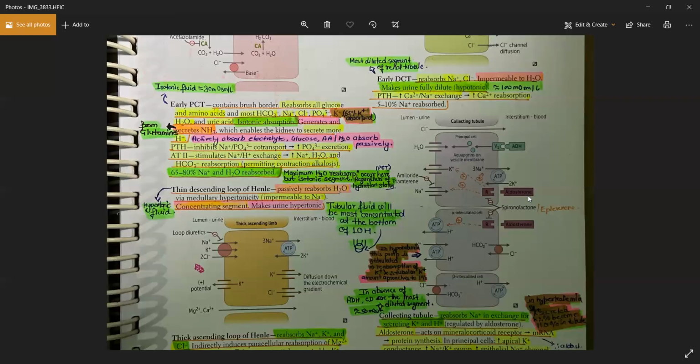And now you can again correlate that because of this aldosterone activation, I'm having hypokalemia as well as metabolic alkalosis. So whenever I have alkalosis, I will always have low potassium levels. Whenever I have acidosis, I will always have high potassium levels.